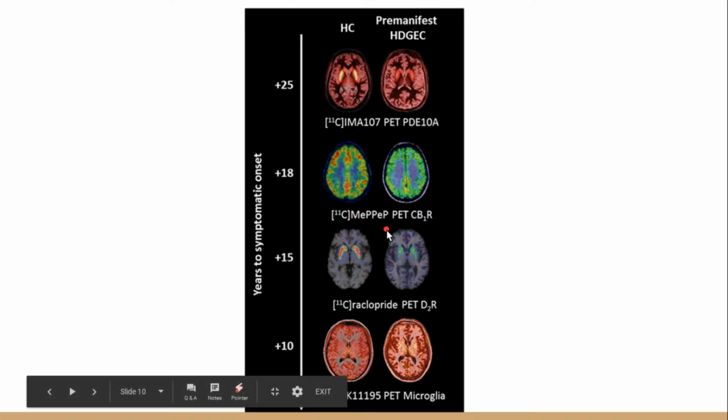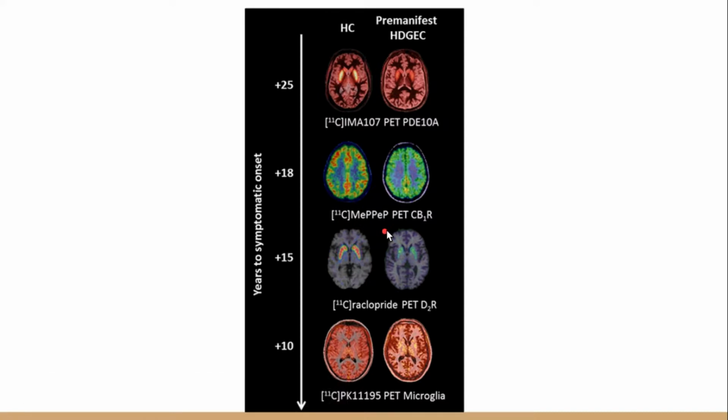D2R, dopamine receptors, are downregulated roughly 15 years from age of onset, as well as adenosine receptors, which isn't shown here. Also not shown here is that glucose metabolism is downregulated. Striatal cells are said to be slightly hypometabolic prior to their widespread degeneration. In terms of numbers, striatal cells are consuming about 3 or 4% less glucose than control subjects, which is not hugely significant, but it's still an interesting phenomenon.